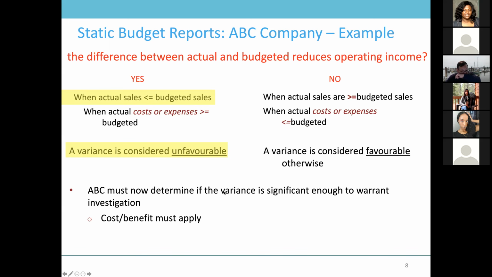Okay, so the next step would be, do you want to investigate, is this variance significant enough, the $1,000? Should we investigate, to see what causes this difference? If it costs you, like, say, $2,000 to do the investigation, to try to understand a $1,000 difference, that doesn't make sense, right? You have to consider cost and benefit, right? You have to consider cost and benefit.